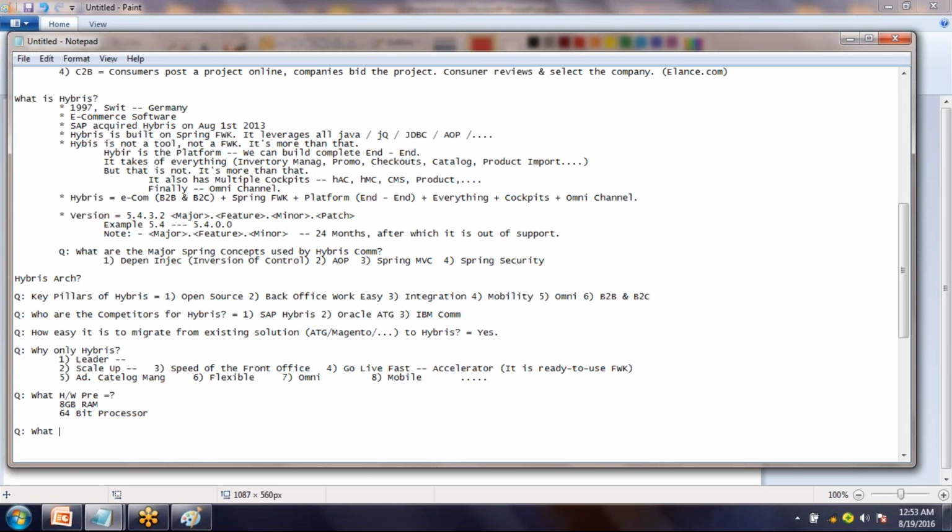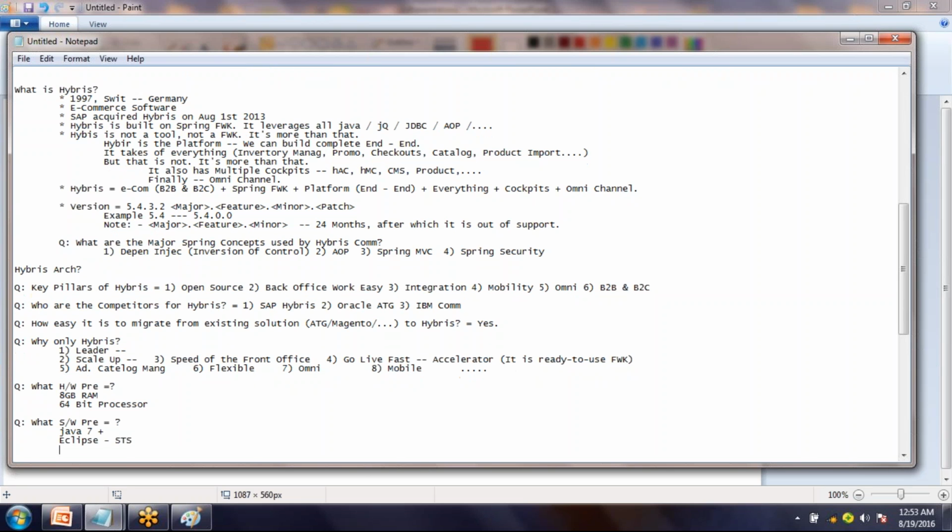What are the software requirements or prerequisites? If you look at the software requirements, you need to have Java 7+. As I said, it's built on top of Spring, so Java is important. Then you need to have Eclipse with STS. What is STS? Spring Tool Suite. You need to have that one.